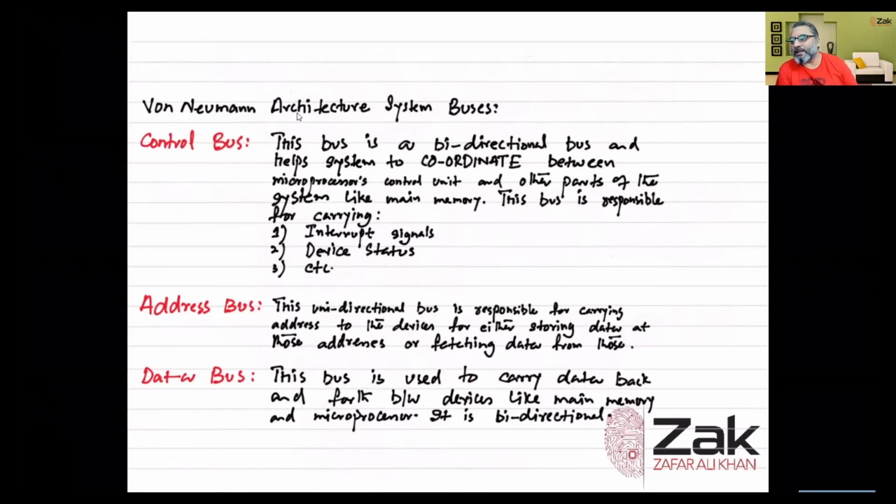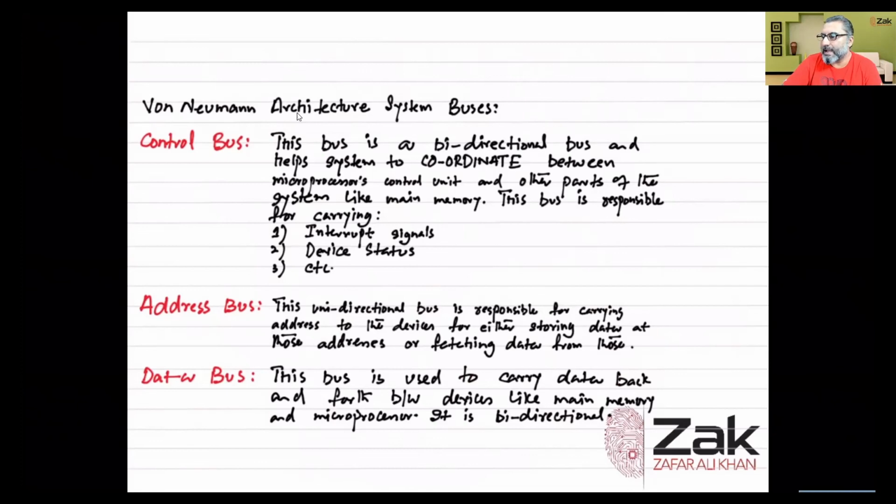This bus is responsible for carrying interrupt signals. We will study about it. Interrupt is part of the Von Neumann architecture topic in your syllabus, and device status. Alright, and the address bus. This is unidirectional. I explained a lot about it. This unidirectional bus is responsible for carrying addresses to the devices for either storing data at those addresses or fetching data from those addresses. And then we have got the data bus.